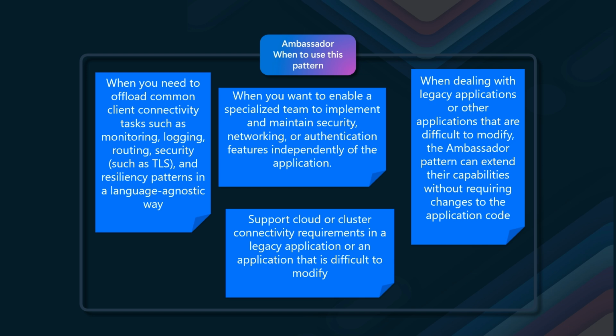Standardization and extending instrumentation. So when you need to standardize and extend instrumentation, such as monitoring performance of metrics like latency or resource usage, the ambassador pattern allows this monitoring to happen in the same host environment as the application. So supporting cloud or cluster connectivity requirements. When you need to support cloud or cluster connectivity requirements in a legacy application or in an application that's difficult to modify, by considering these scenarios, you can effectively use the ambassador pattern to enhance the networking capabilities, security, and maintainability of your applications.